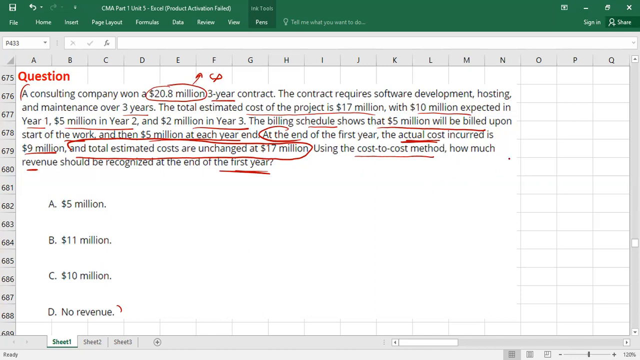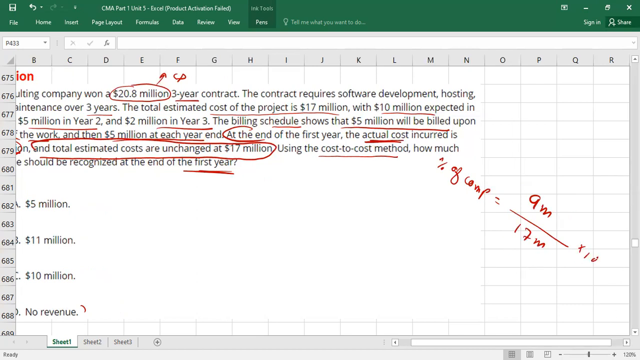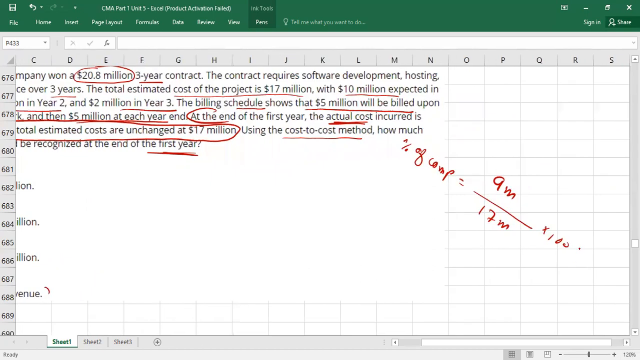So what I will do, I will calculate percentage of completion directly for the first year. And for that, I need actual cost till date. Actual cost is how much? 9 million, I told you. And total cost is how much? 17 million. And multiply by 100. Please help me with the calculator. Exact or rounded? 52.94%. This is the percentage of completion.